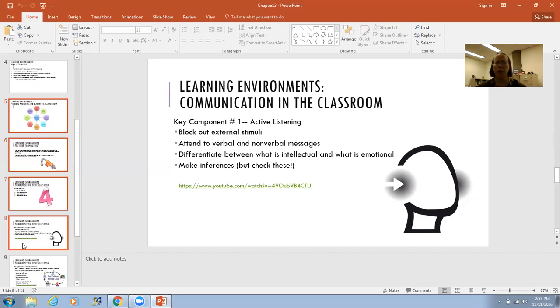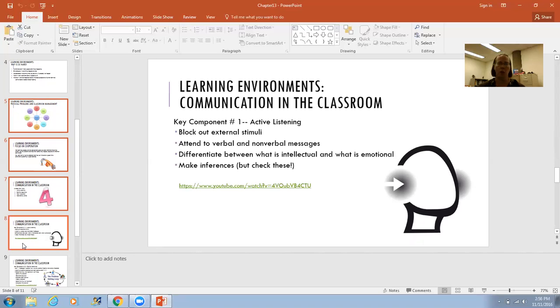And then we want to differentiate between what is intellectual and what is emotional. One of the things that we really should be focused on as instructors is helping students emotionally self-regulate. So this idea that you can experience emotion or feel an emotion, but it doesn't need to be overwhelming.